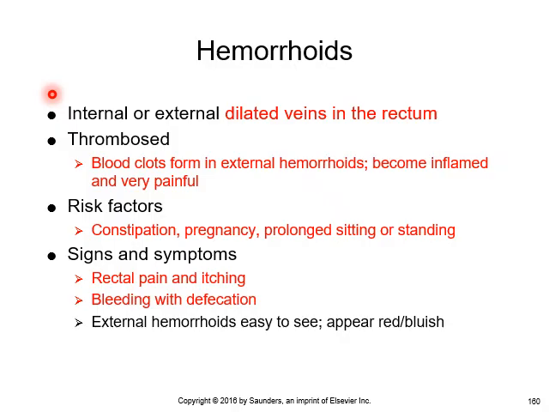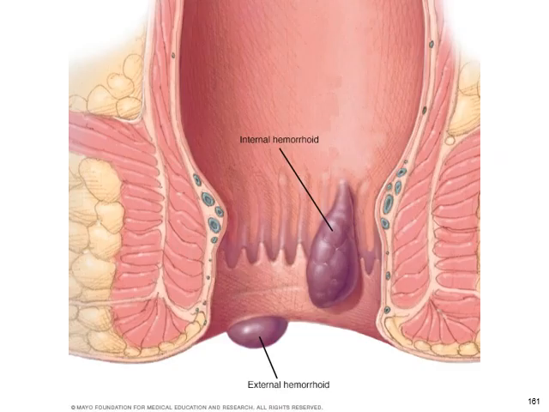Hemorrhoids, either internal or external, are dilated veins in the rectum. Risk factors are constipation, pregnancy, and prolonged sitting or standing. Signs and symptoms are rectal pain and itching, and bleeding with defecation. External hemorrhoids are easy to see. They appear red or bluish. Looks like this. So again, the external hemorrhoid is easy to see, whereas the internal hemorrhoid is inside, so it's not easy.